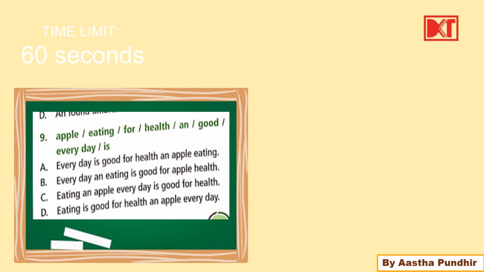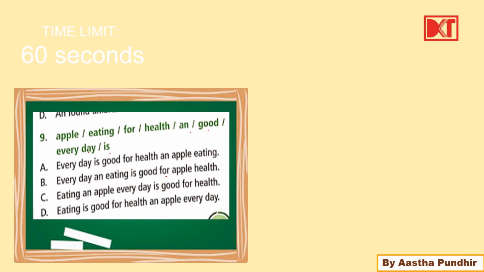Okay, so here the jumbled words are apple, eating, for, health, and good, everyday is. Let's see the options. Now the options are A. Every day is good for health and apple eating. B. Every day and eating is good for apple health. C. Eating an apple day every day is good for health. D. Eating is good for health and apple every day.